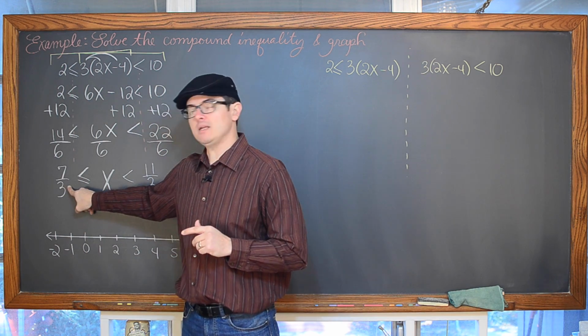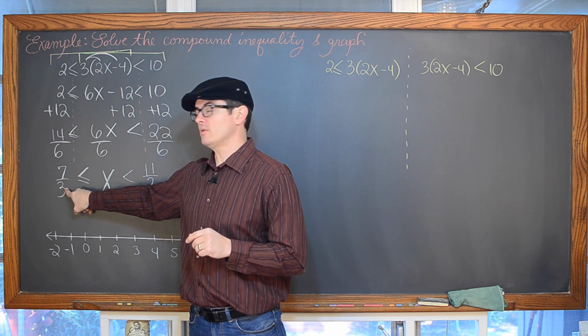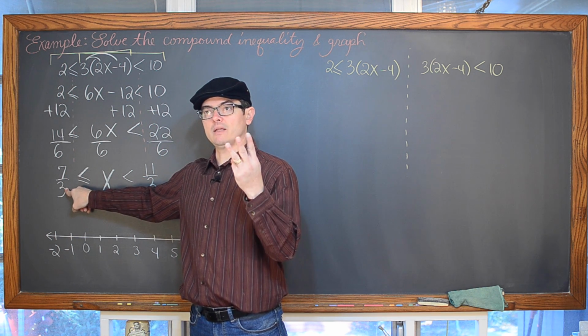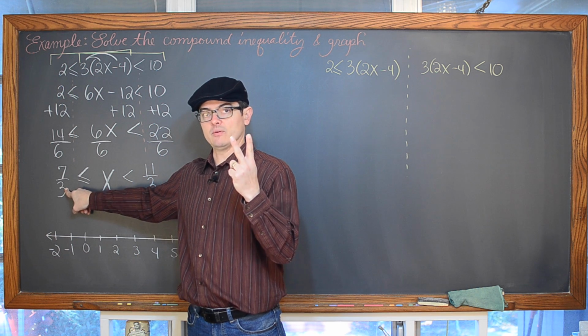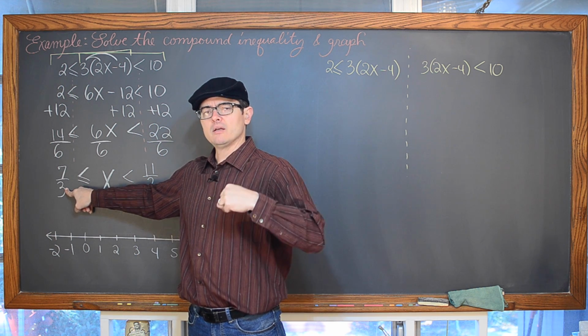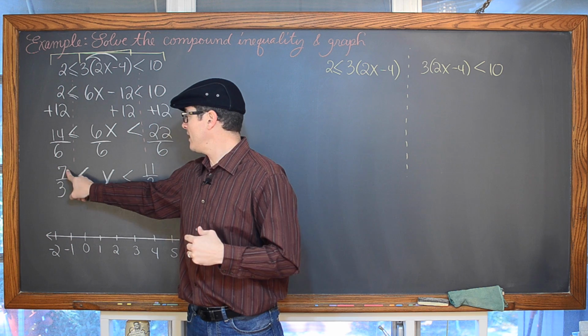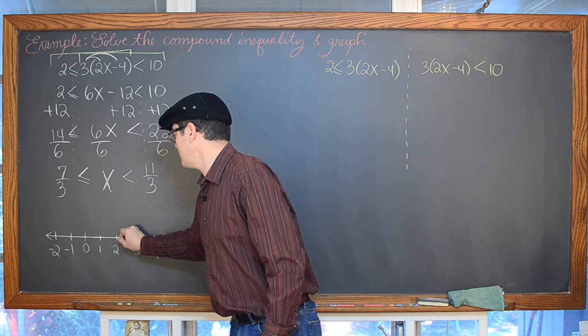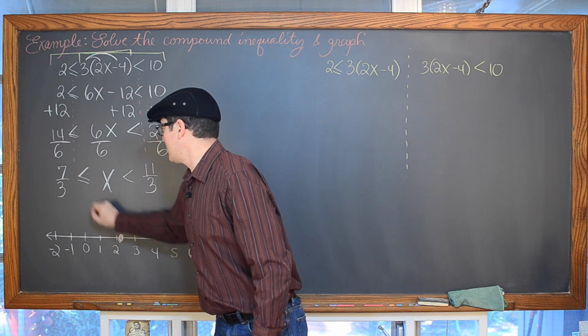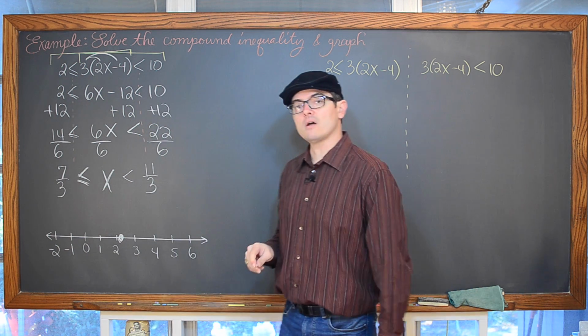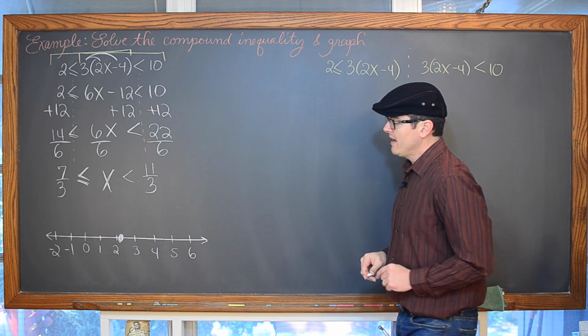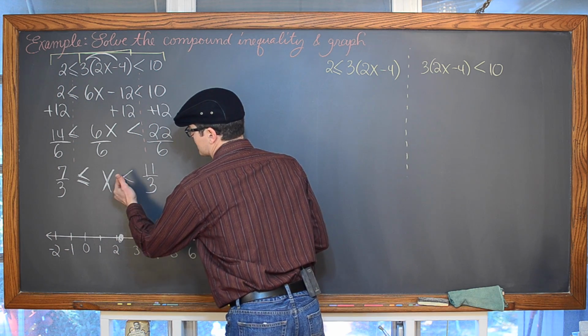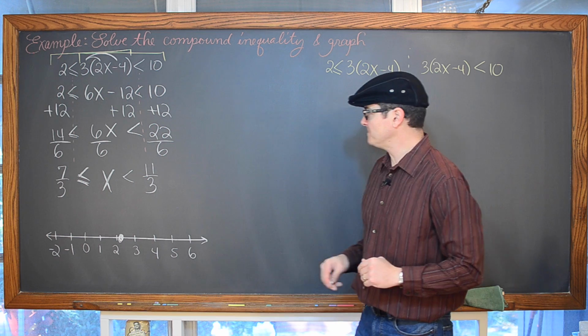How many 3's are in 7? Well, there's 3, 6, and 9. Okay, so there's only 2 of them, right? And I said 6, leaving us a remainder of 1, so it's 2 and 1/3. So a little bit past 2, we're going to put a solid dot because we have that equal sign in our inequality. And then our other unique inequality, x is less than 11 over 3.